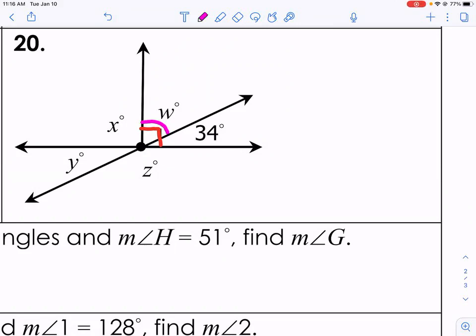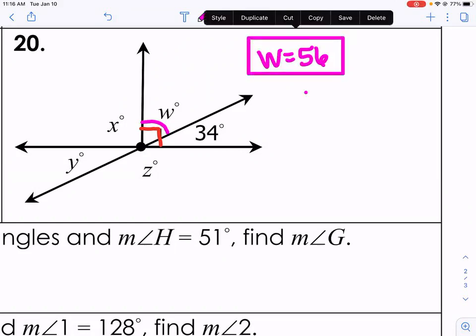Okay, Trent, what measure would you like to give me? What's W? Trent got W is 56. Corin, how did he do that? We know that W and 34 are complementary, so he used the fact that W plus 34 needs to equal 90.